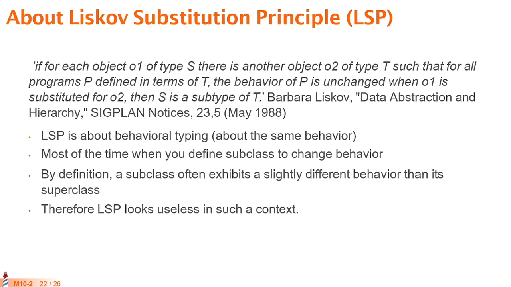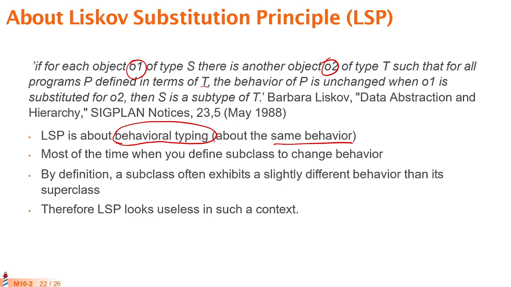We can talk a little about the Liskov Substitution Principle. Basically, it says that if we have two objects of two different types, S and T, and we have a program that works with the object of type T, this program should be unchanged, or should work exactly the same, when we change one object for the other, if S is a subtype of T. In this case, what we are talking about is that the objects should have the same behavior. This is what is called behavioral typing.